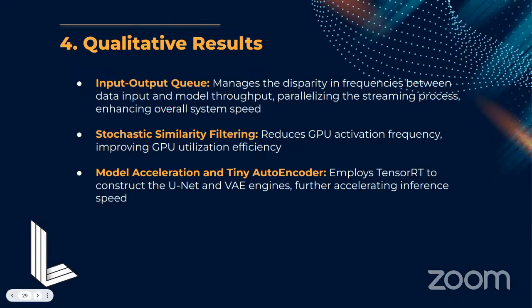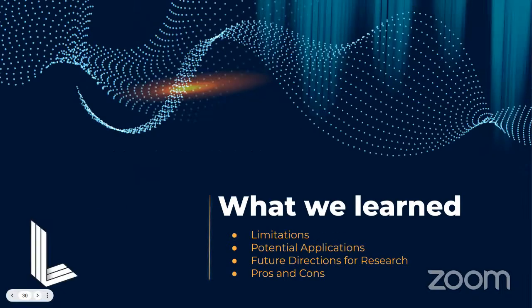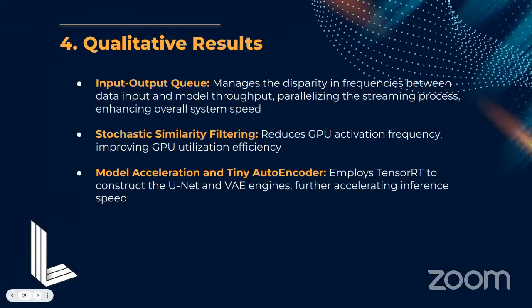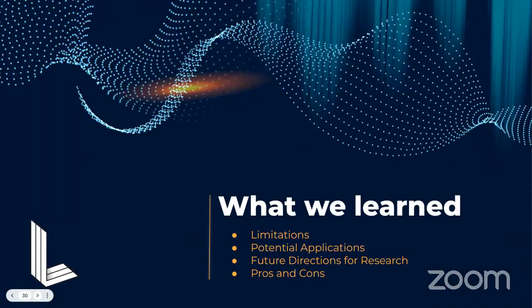It reduces the GPU activation frequency and improves the GPU utilization efficiency. And the last one is the model acceleration and the tiny autoencoder. It employs TensorRT to construct the UNet and VAE engines, further accelerating the inference speed. So we can see that the StreamDiffusion pipeline demonstrates real-time image-to-image transformation capabilities, producing high-quality images aligned with the specified prompts for applications such as game graphics, camera filtering, face conversion, and AI-assisted drawings.